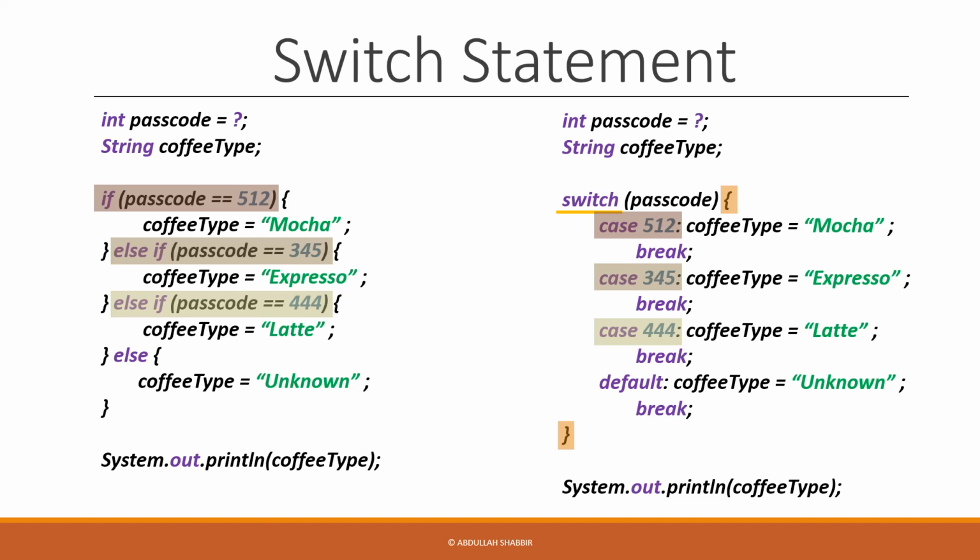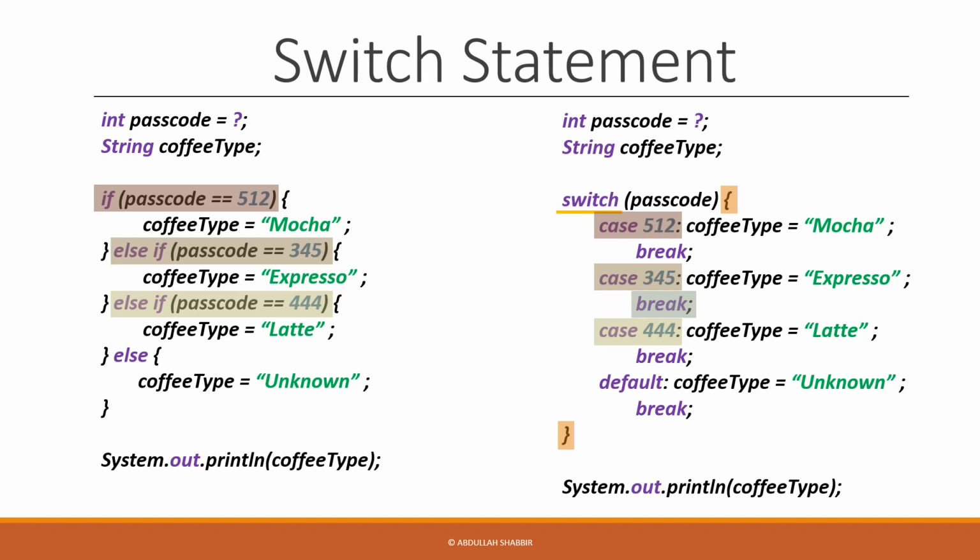Notice that after each case is defined, like case 345, we write a colon and not a semicolon, and then the instruction we want our program to execute, which is to give a certain value to our coffeeType string. And this is the format for all our cases. The word case, the specific value we want to check for equality, and then a colon, and then the code we want to execute. After each case, we have this word break.